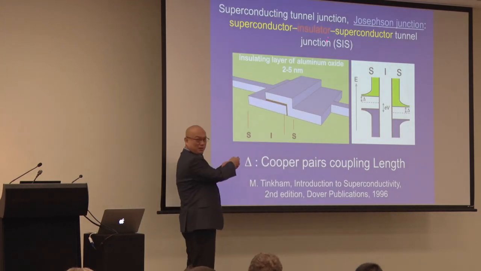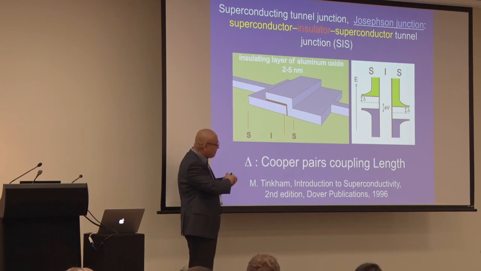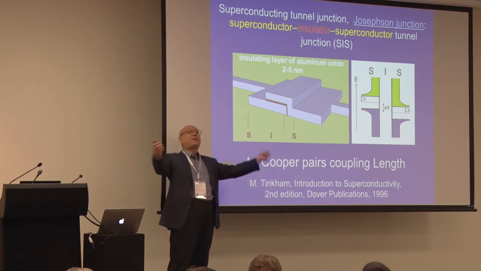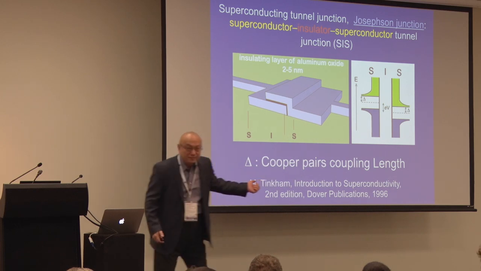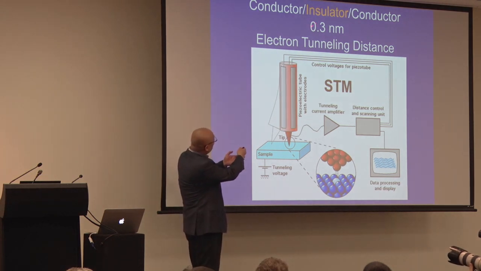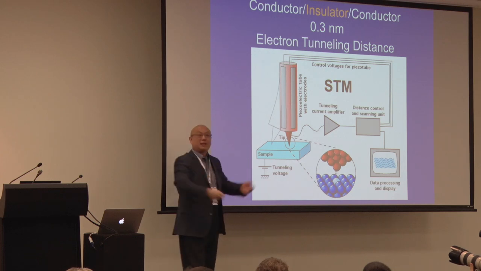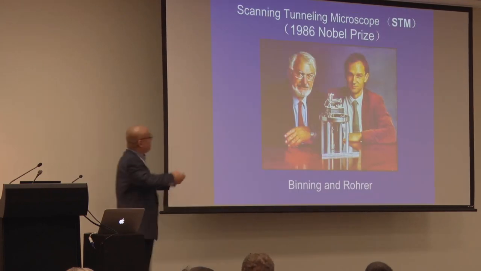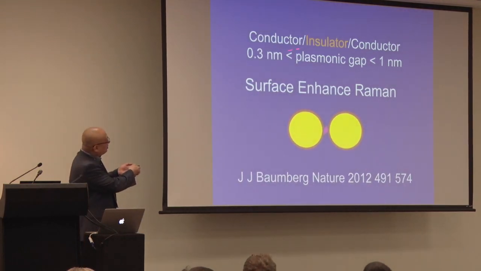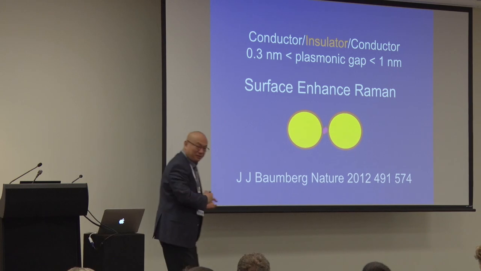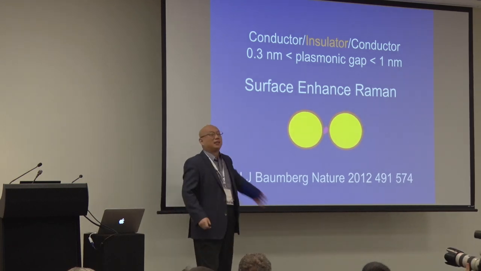You put an insulator in between the superconductors, and for aluminum oxide, 2 or 5 nanometers, what? Copper pair coupling distance, the quantum effect of superconductors, the Josephson junction, Nobel Prize. You put an insulator between conductors, and this insulator thickness is about 3.3, the electron tunneling distance, and you get STM, Nobel Prize. If you put this gap not 3.3, larger than 3.3, smaller than 1 nanometer, plus more gap, okay, surface in your hands, they are waiting for the Nobel Prize.